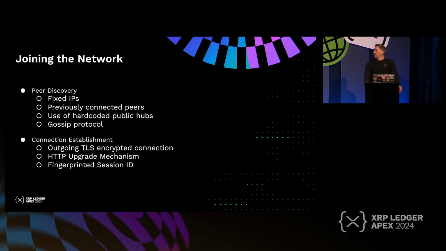So how are these connections established? It begins by sending an outgoing TLS encrypted connection. This is to ensure that the connections can't be tampered with and to prevent eavesdropping. Next, once the TLS connection is established, we request to upgrade that connection into an XRPL 2.0 protocol, which is the standard for XRP Ledger communications. And lastly, I wanted to mention that each connection that's established has a fingerprinted session ID. This is important because it enables you to ensure the integrity and authenticity of a connection and prevents man-in-the-middle attacks.